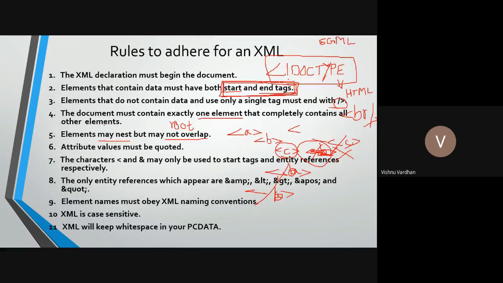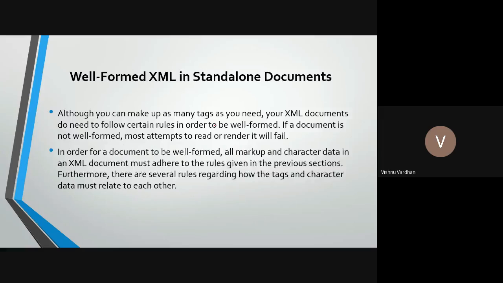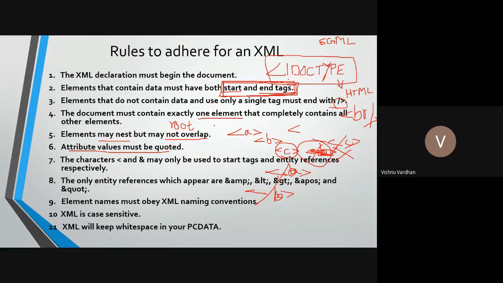Rule number 6: attribute values. The values of the attribute, not the name of the attribute. You don't have to put the names in quotes, but the values of the attributes you have to mandatorily put in single quotes or double quotes.